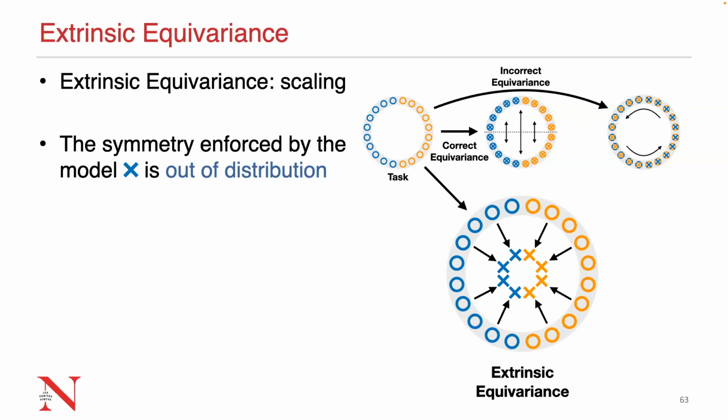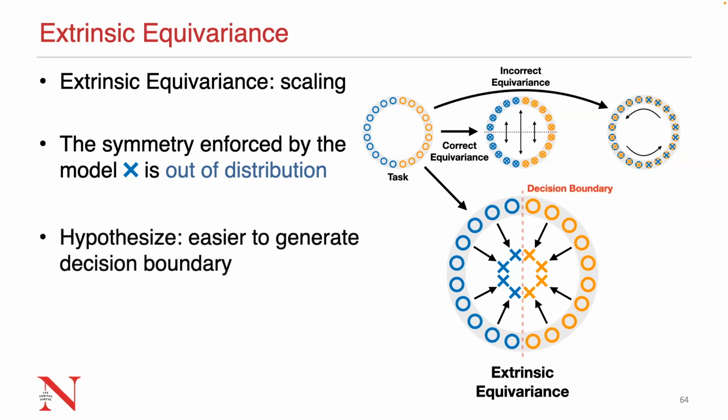So this is not bad, but we actually found out this can be good, because this kind of extrinsic or out of distribution invariance can actually make it easier for a network to generate the decision boundary. So this is our hypothesis.